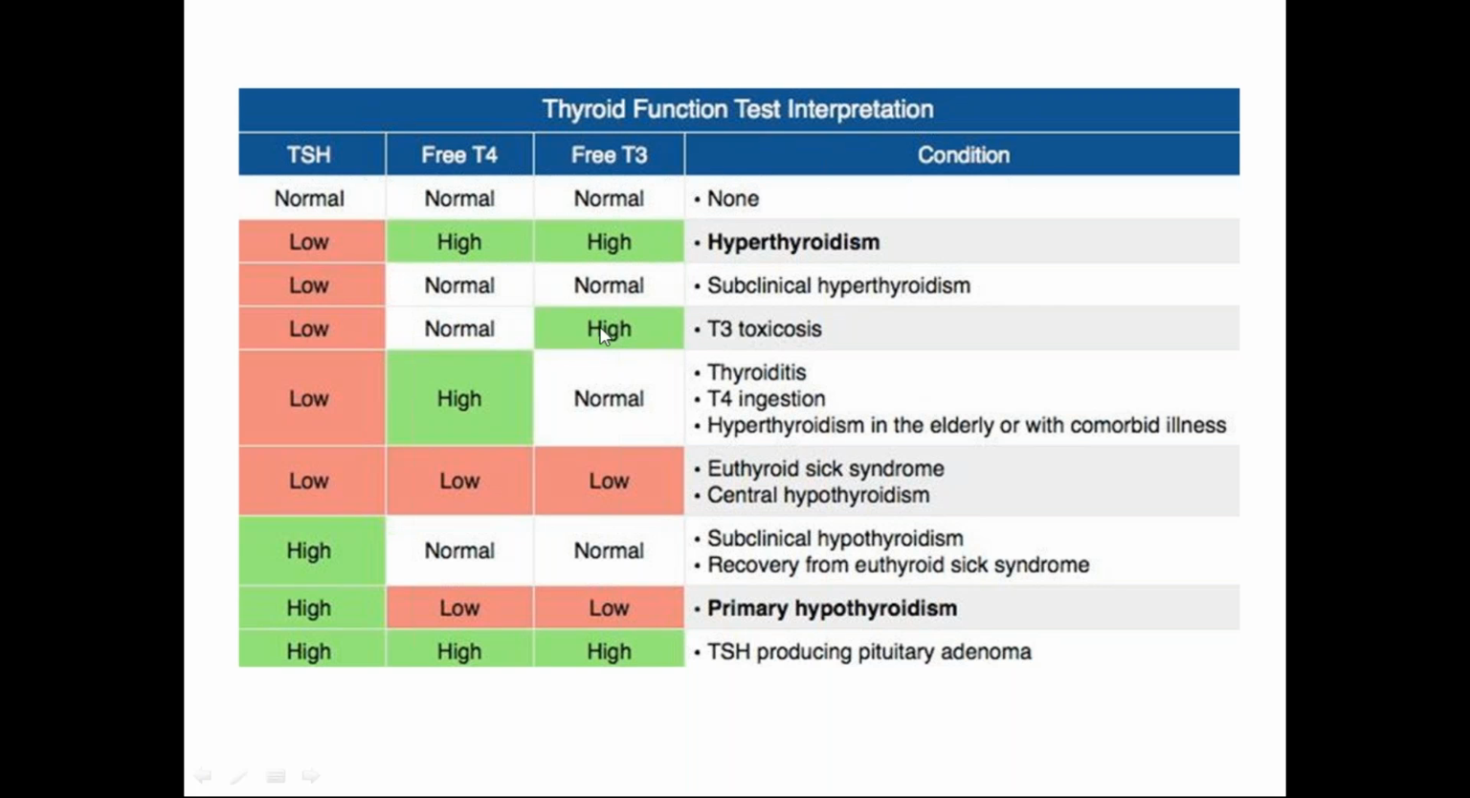Whereas sometimes, rarely, in less than 5% of the patients, the T4 will be normal but the T3 will be high. This condition is called T3 toxicosis. Whereas if only T4 is high and T3 is normal with TSH low, it is caused by thyroiditis or T4 ingestion, like the levothyroxine we prescribe to hypothyroidism patients. This is also called thyrotoxicosis factitia, and it is also seen in hyperthyroidism in the elderly or with comorbid illness.